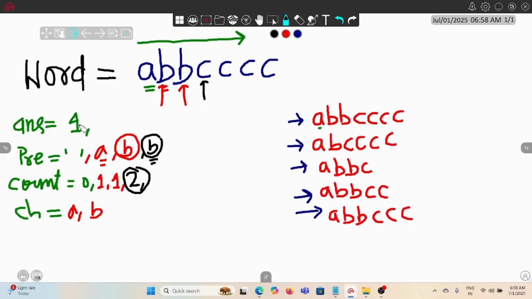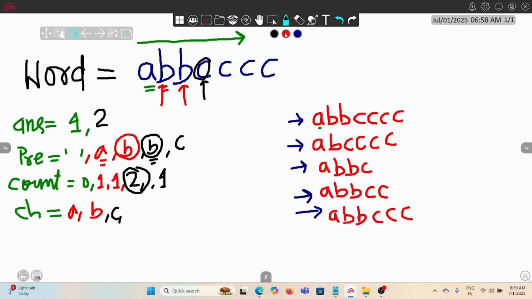So we will make 1 plus 2 minus 1. So this would become now 2 only. Now because this is a mismatch, we will set this count again to 1. Now this current character was C here. Our previous character now would be updated to C.